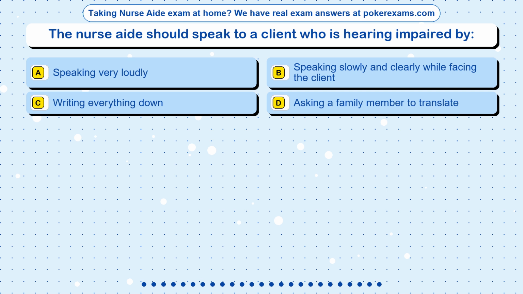Question 19. The nurse aide should speak to a client who is hearing impaired by: Option A. Speaking very loudly. Option B. Speaking slowly and clearly while facing the client. Option C. Writing everything down. Option D. Asking a family member to translate.